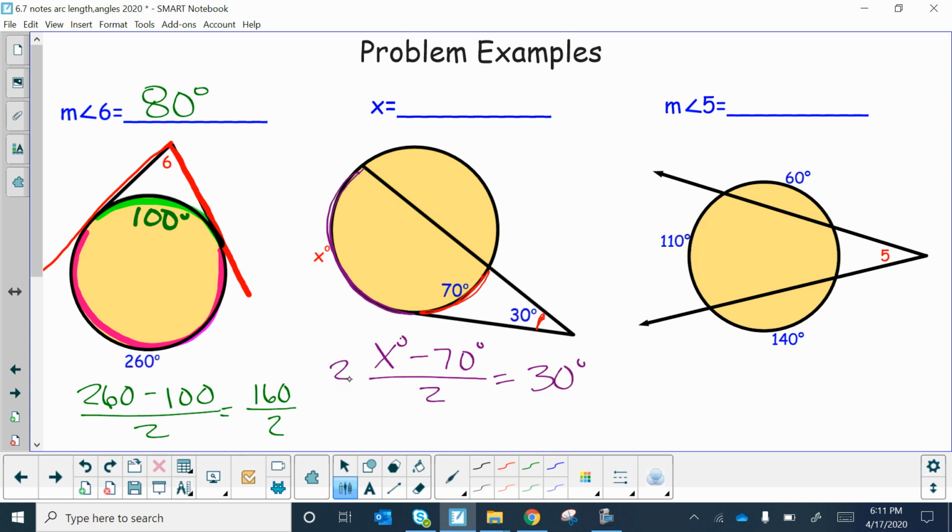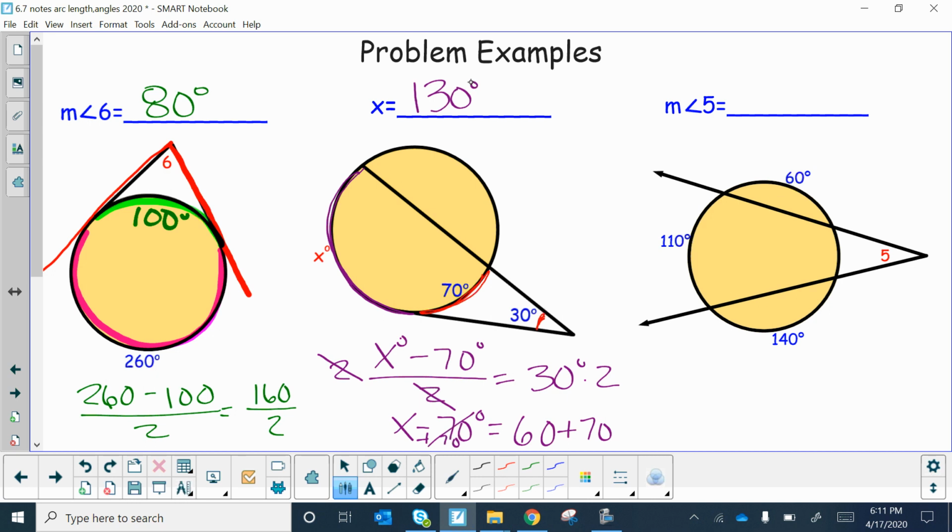How do you get rid of the 2? Because we want to solve for X, I'm going to multiply by 2. Whatever I do to one side, I have to do to the other. X minus 70 equals 60. Add 70. And that's what X is. 60 plus 70 is 130 degrees. So X is 130 degrees.